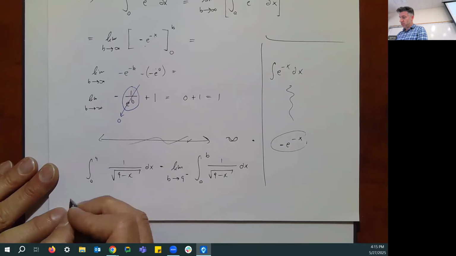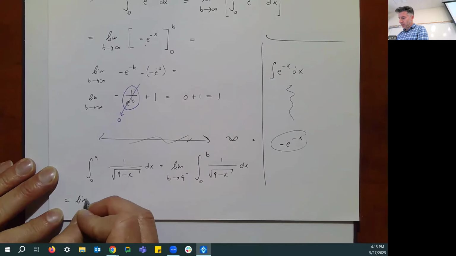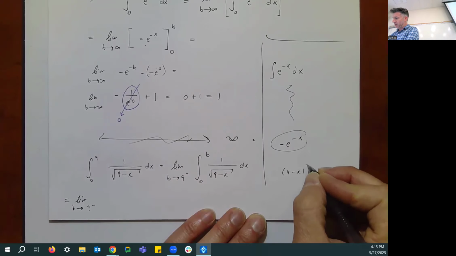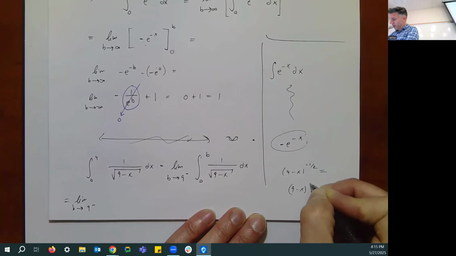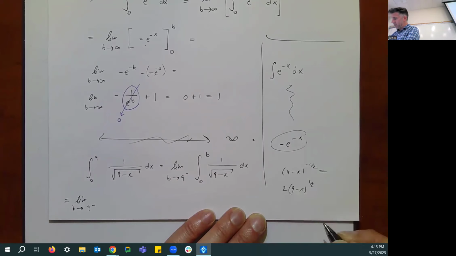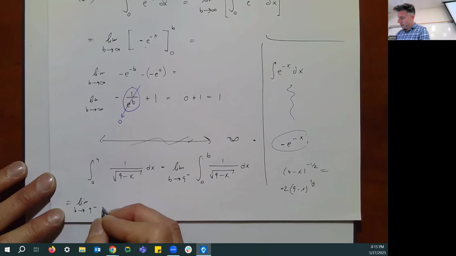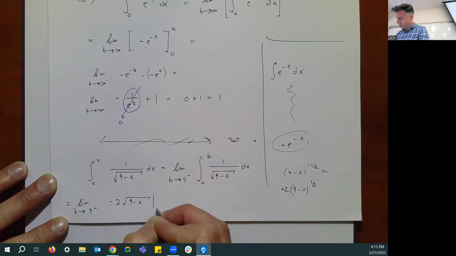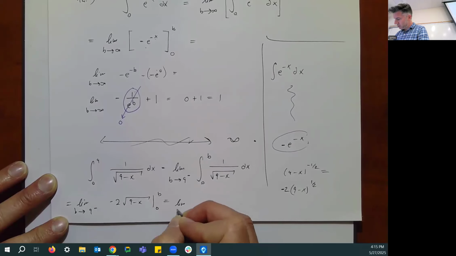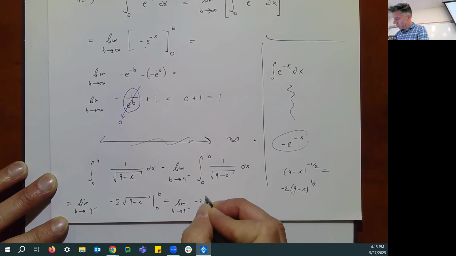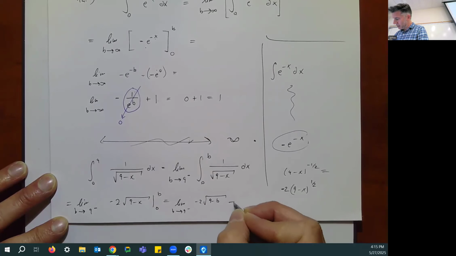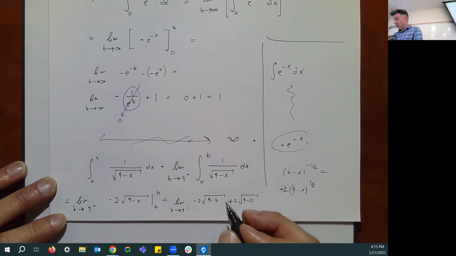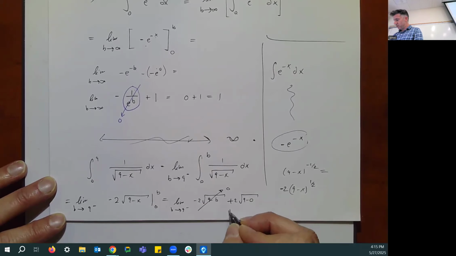So this would end up being the limit as b approaches 9 from the left. The integral of 9 minus x to the negative 1/2 is 9 minus x to the positive 1/2 divided by 1/2 and also by negative 1. So this is going to be the limit as b approaches 9 from the left of negative 2 square root of 9 minus x from 0 to b. We plug in, we get negative 2 square root of 9 minus b minus negative 2 square root of 9 minus 0. Plugging in 9 for b, 9 minus 9 is 0. So that's just 0. And then you get 2 times 3, which is 6.